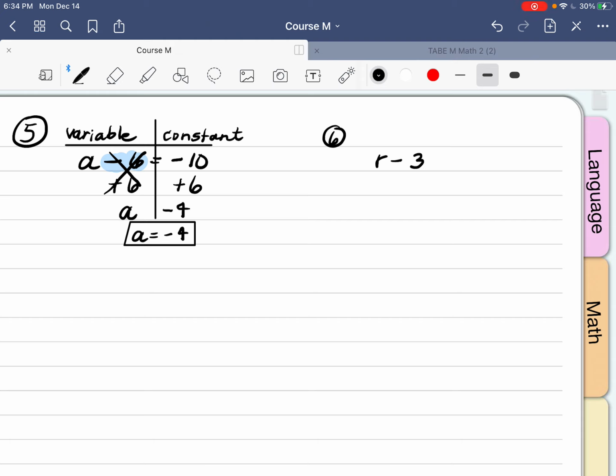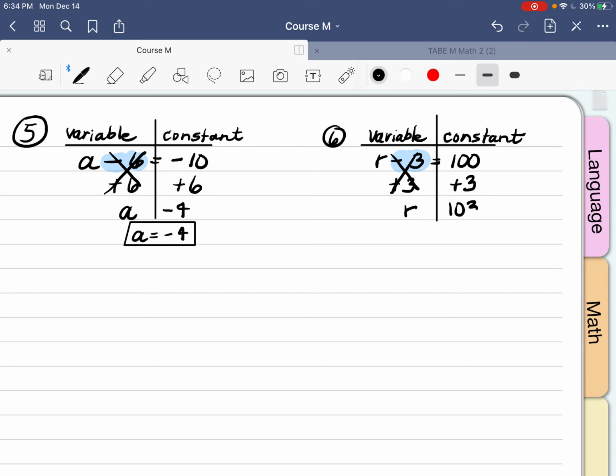Number 6 is r minus 3 is 100. No negative signs this time. Variable. Constant. What needs to move? Add 3, add 3, cancel, copy. R equals 103.